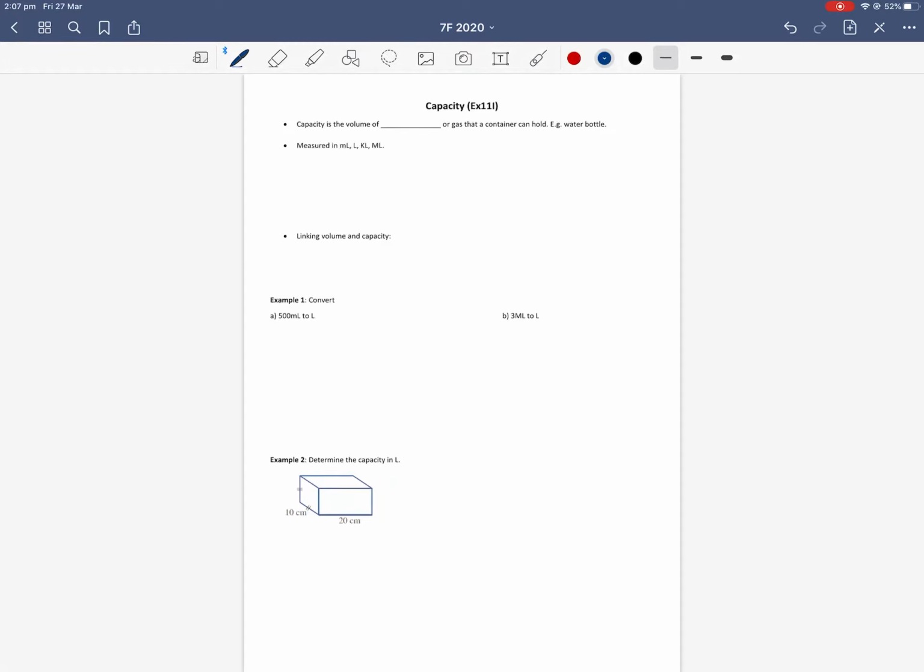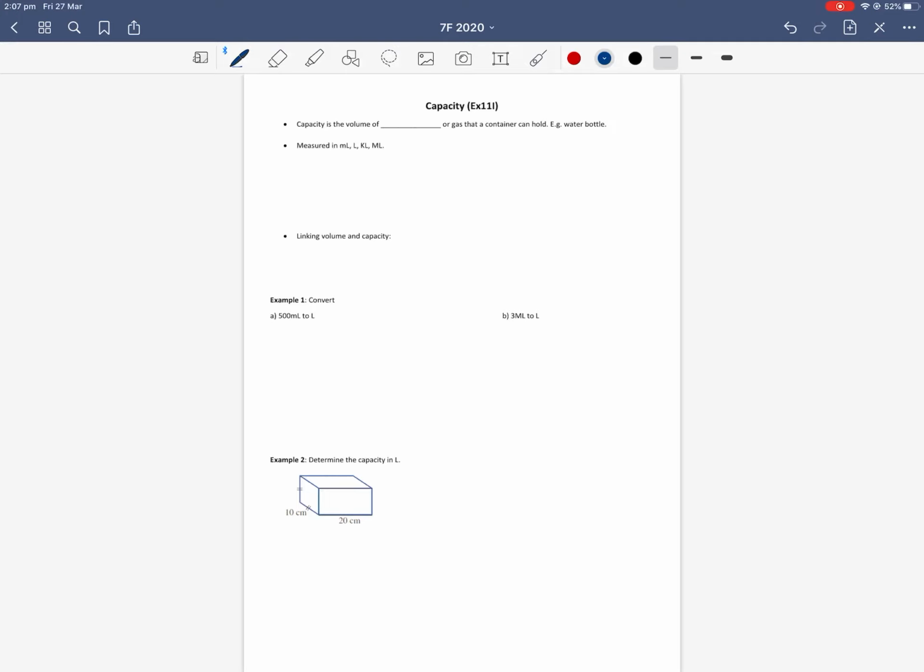Hello. So today we're going to look at capacity. It's a follow-on from volume. Remember before the exam we were looking at volume. Volume is the amount of space or little cubes that we can place inside a container. So if you remember those little 1 centimeter cubes I brought into class last time.